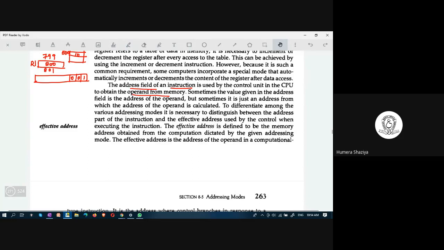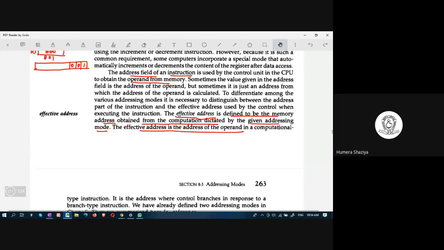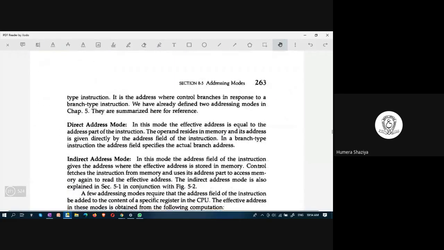To understand it further, please try to understand what an effective address is. Effective address is defined to be the memory address obtained from the computation by the given addressing mode, and the effective address is the address of the operand. There might be an address which will not be the effective address. You have to perform some computation on the address stored in the instruction to obtain the effective address. All right, that we are going to look at in our further addressing modes.